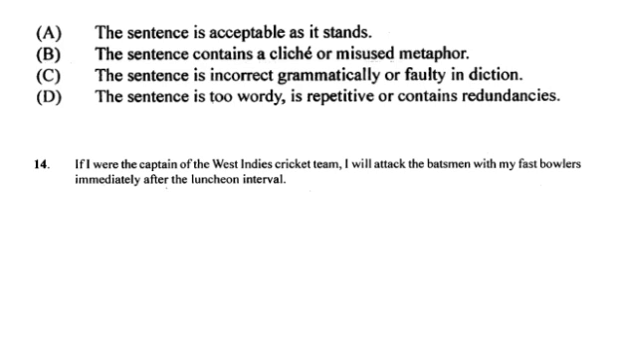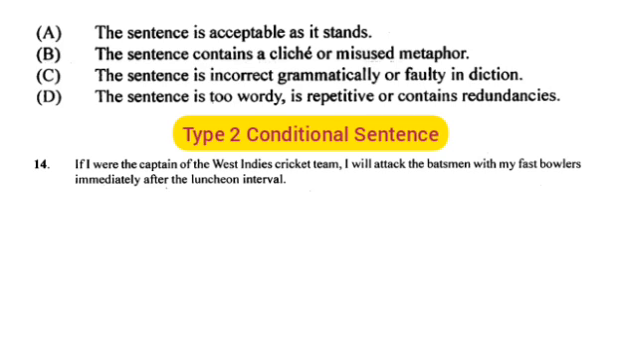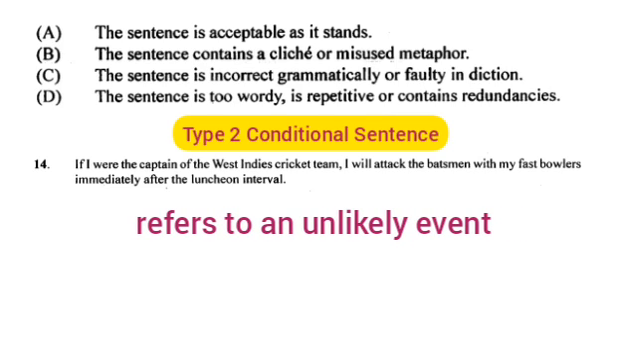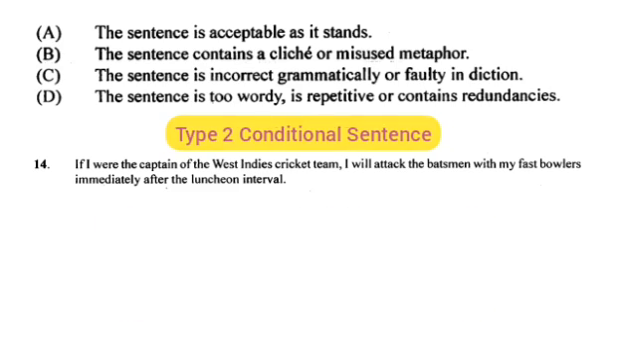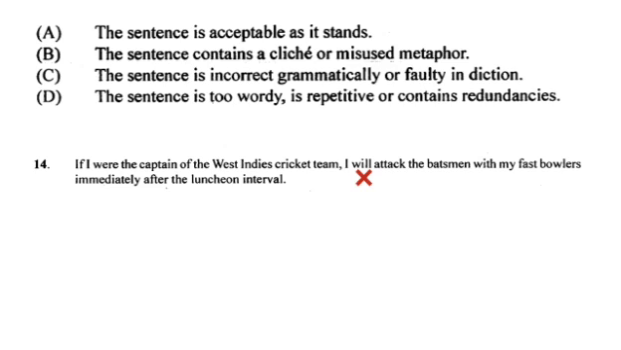Item 14. If I were the captain of the West Indies cricket team, I will attack the batsmen with my fast bowlers immediately after the luncheon interval. The error is C. The sentence is incorrect grammatically or faulty in diction. This type of sentence is what we call a type 2 conditional sentence. It means that something is unlikely to happen or it cannot happen at all. It is formed by using if plus the past simple plus would. Therefore, the will in this sentence makes it incorrect.